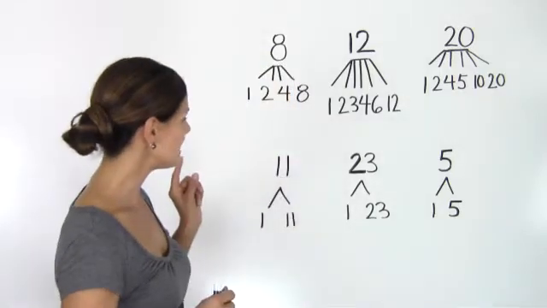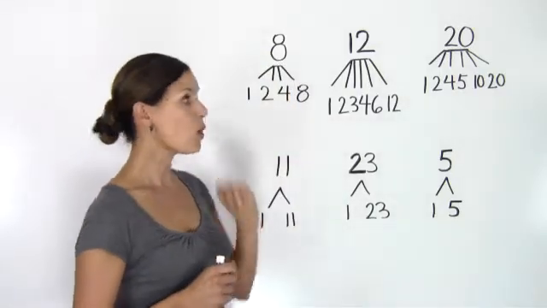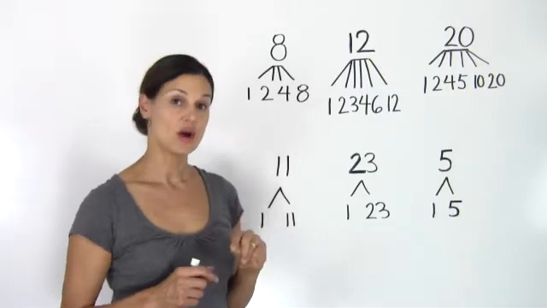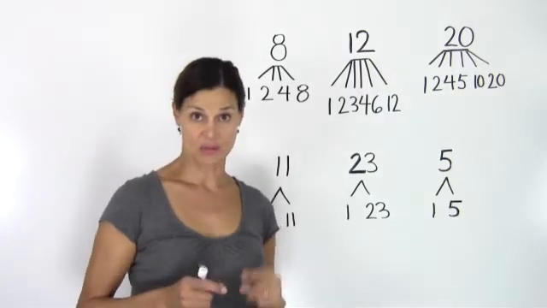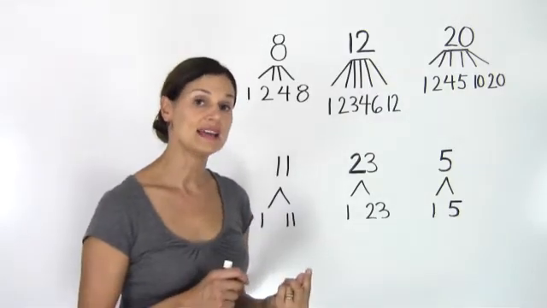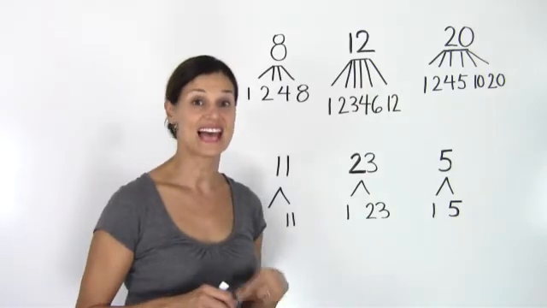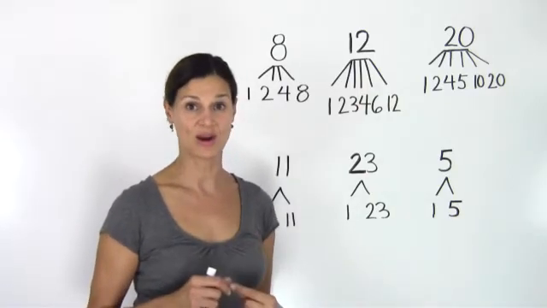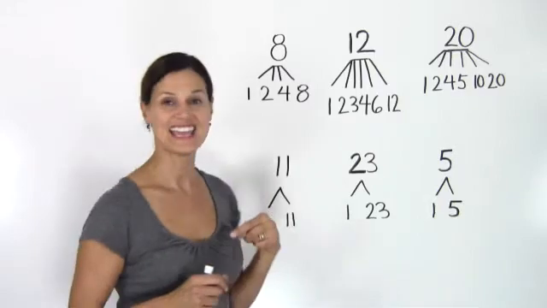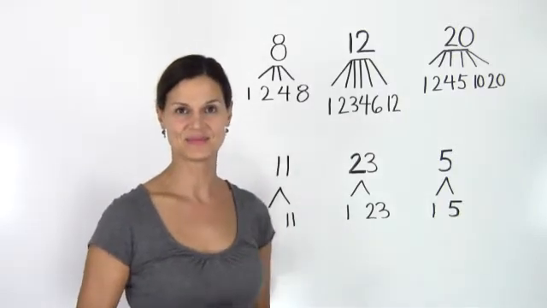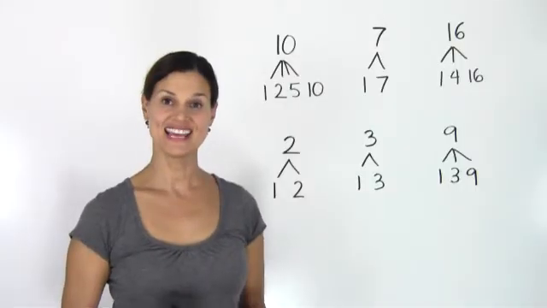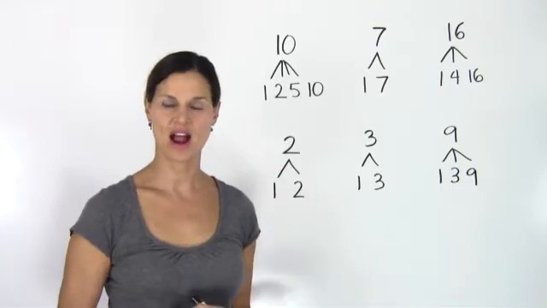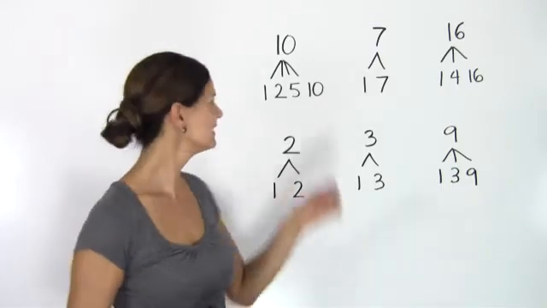Now, composite numbers are numbers with more than 2 factors. So in addition to the number itself and 1, a composite number has at least one more whole number that divides evenly into itself. Let's take a look at a few more examples of prime and composite numbers.